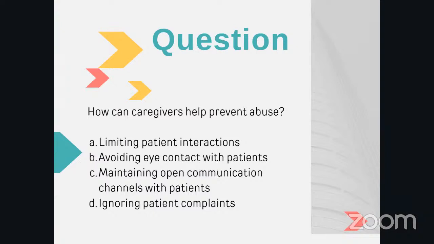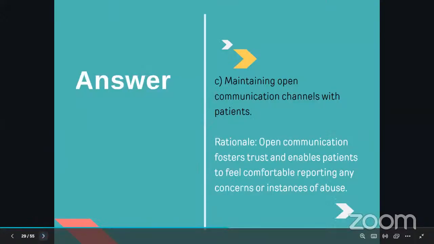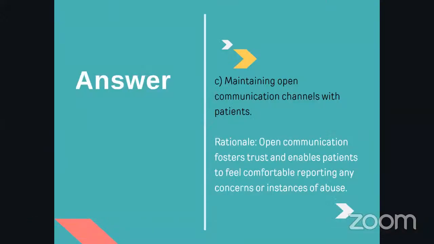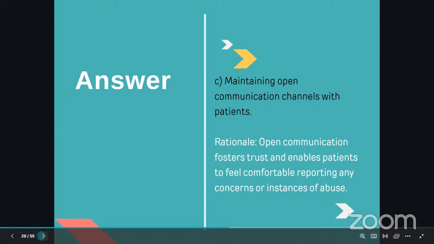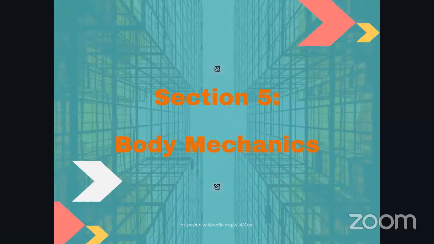How can caregivers help prevent abuse? How can you help prevent abuse? Limiting patient interactions, avoiding eye contact with patients, maintaining open communication channels with patients, or ignoring patient complaints. Let's check our answer. C, maintaining open communication channels with patients. So that open communication fosters trust and helps the patient become comfortable with you so they can communicate any of their concerns or voice their needs so we can escalate that to proper leadership if we need to report anything.